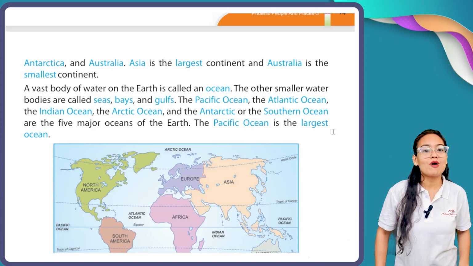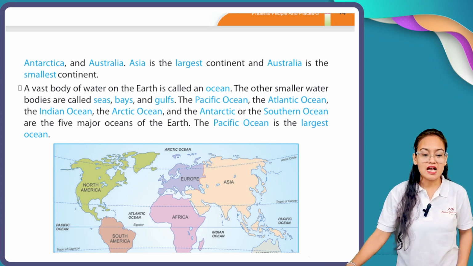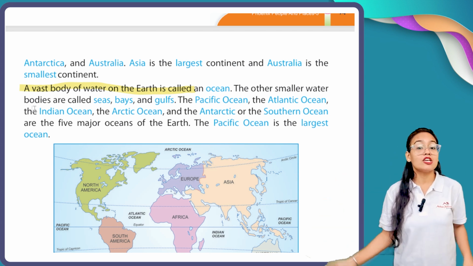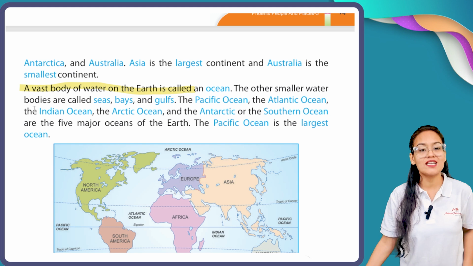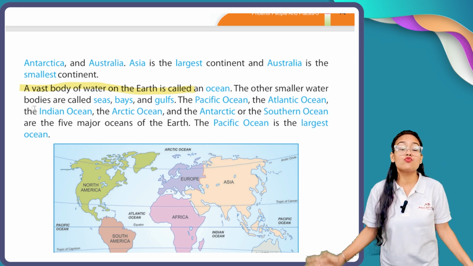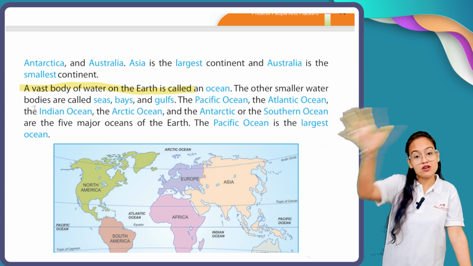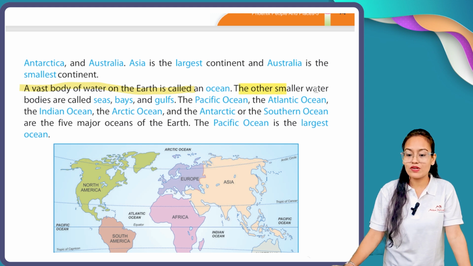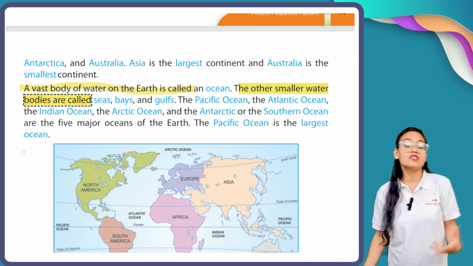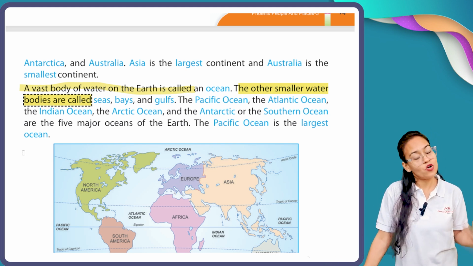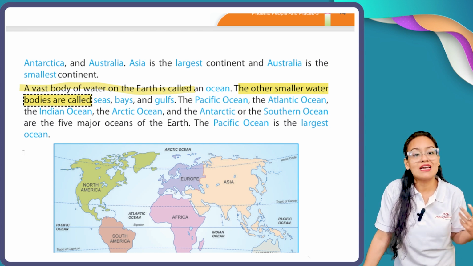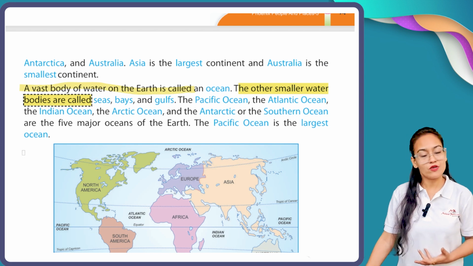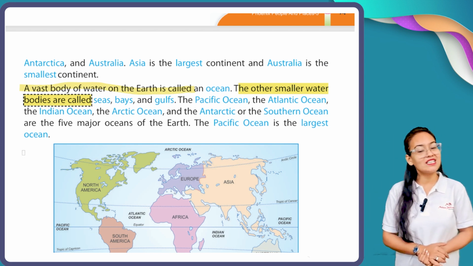Now we are going to talk about oceans. What is the meaning of ocean? A vast body of water on Earth is called an ocean. If the large and huge body of land is called a continent, similarly the large and huge water bodies which cover our planet Earth are called oceans. Along with these oceans, there are other smaller bodies of water present on our planet Earth, named seas, gulfs and bays. Now how many oceans are present on our planet Earth?